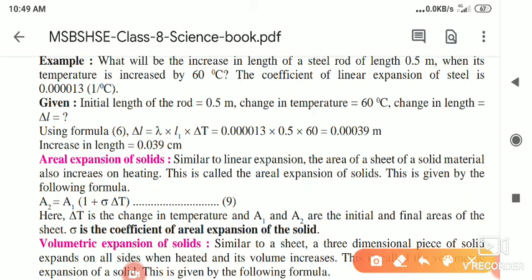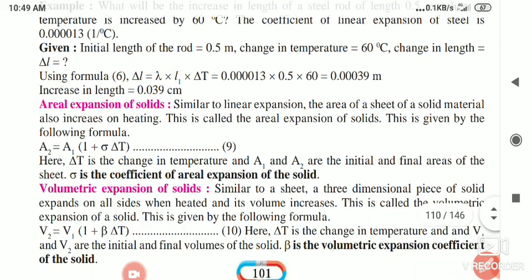So here the meter is given. If you divide this value by 100, what happens? This point will come here, because we divide it by 100. So the actual answer is 0.0039, sorry, 039. These zeros are cancelled from here, and what will become here? 0.03039 is the increase in length.